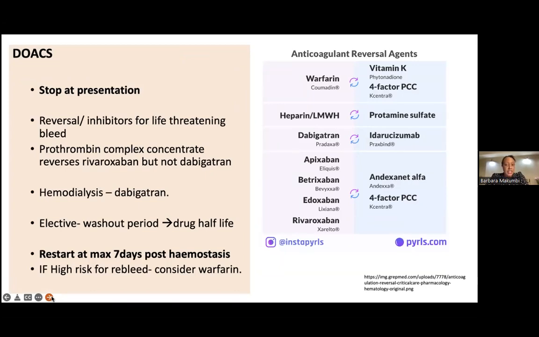Dabigatran, patients can actually have hemodialysis for that. And if it's an elective procedure, there's actually a washout period. I think it's 5 days. I need to just double check, but it depends on the drug half-life. We restart at a maximum of 7 days post hemostasis. And in a patient you're particularly worried about rebleed, rather start them on warfarin so we can monitor the levels, etc.